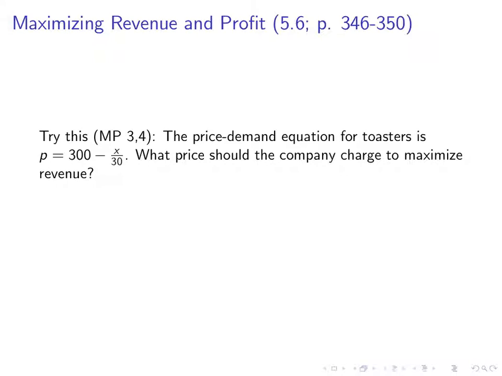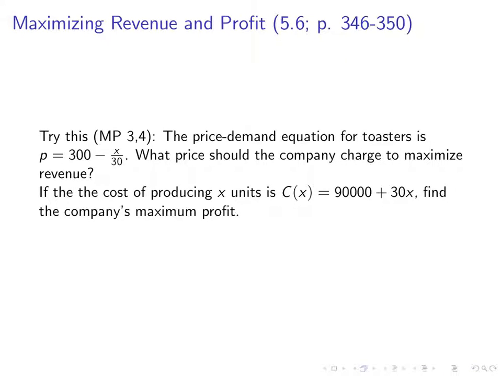Now we have a couple more examples from 5.6, the last section, and here's an example out of the book. The price-demand equation for, say, toasters is given to be P equals 300 minus x over 30. What price should the company charge to maximize revenue? So we want to maximize the revenue function in this case, and you might recognize that we've seen this problem before. If the cost of producing x units is C of x equals 90,000 plus 30x, so there's the cost function, find the maximum profit.